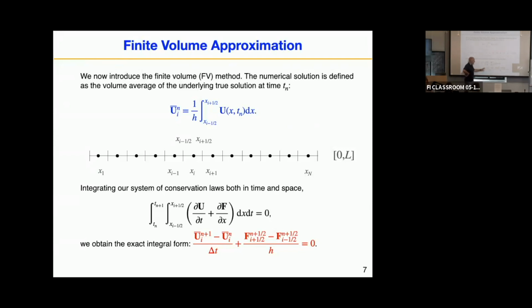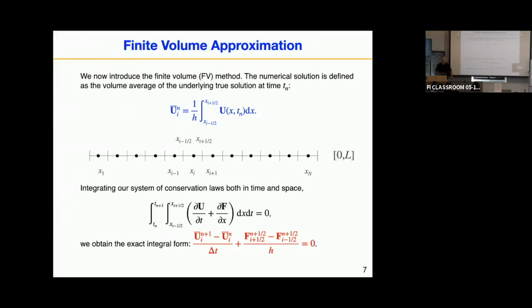Okay, so this is an exact equation. There is no approximation. That's very important to realize. We have just integrated the conservation law both in space and time. And you see that that will be our numerical algorithm. That's how we're going to update the solution at time n to the solution at time n plus 1. The only catch is that we need to compute this time-averaged flux. How do we do that?